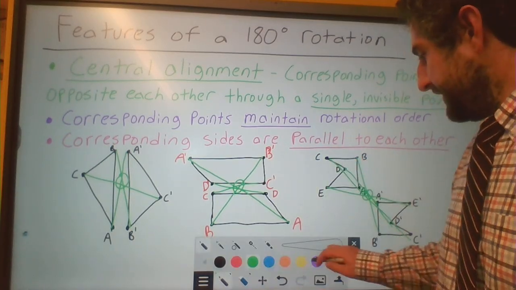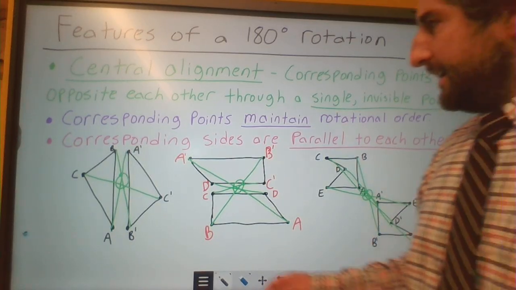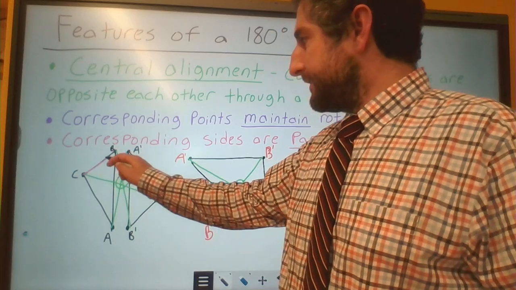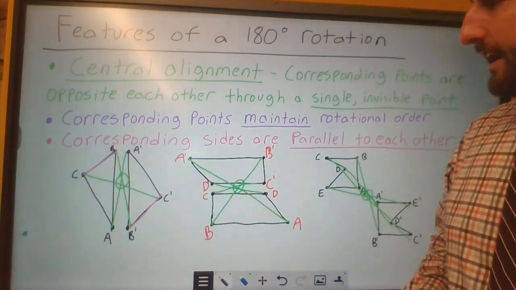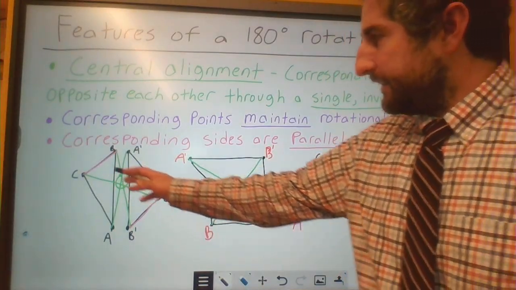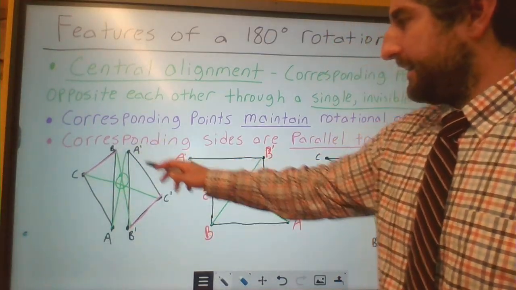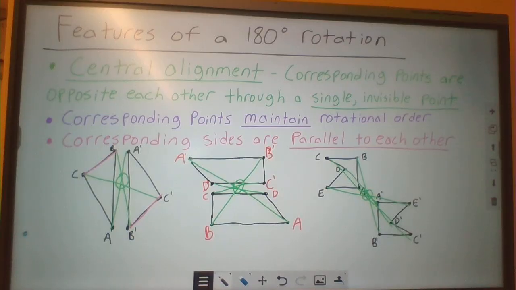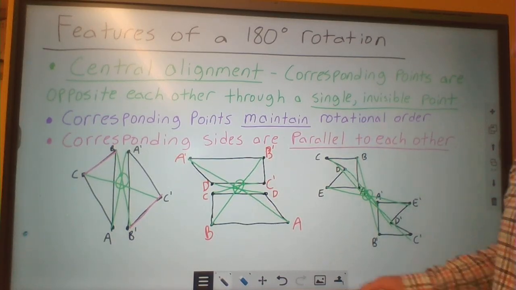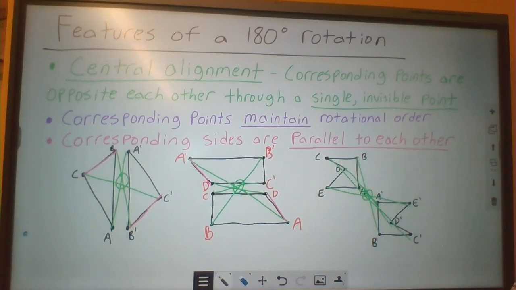One last little mention about the parallel to each other's sides. I just want to show that off. Let's take B to C, for example, on our triangle here, and B prime to C prime on the other triangle. You can see pretty clearly that they are parallel to each other. Same goes for AC and A prime C prime, and of course, the other two as well. And this goes the same for all the shapes. You can point out that this is parallel to this. Each pair of corresponding sides are parallel to their partner.